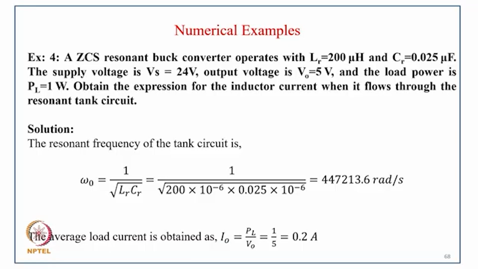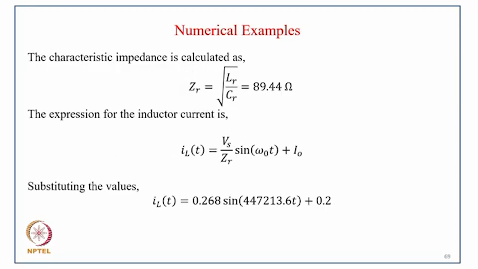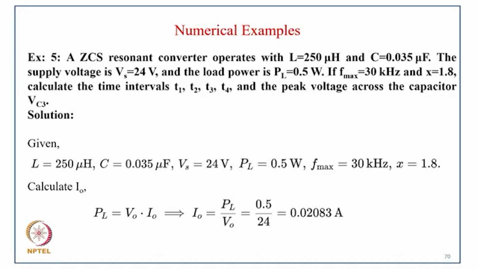447.2136 kilo radian per second, and the average load current obtained I0 equal to PL upon V0, that's 0.2 ampere, and characteristic impedance ZR equal to under root LR upon CR, that is 89.44, and the inductor current IL equal to Vs upon ZR sin omega 0 t plus I0. So it comes IL equal to 0.268 sin 447.213 t plus 0.2.